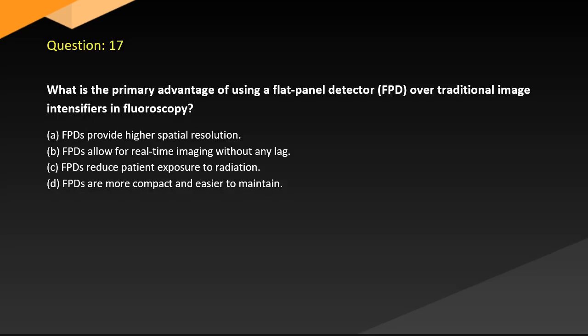Question 17. What is the primary advantage of using a flat panel detector (FPD) over traditional image intensifiers in fluoroscopy? A. FPDs provide higher spatial resolution. B. FPDs allow for real-time imaging without any lag. C. FPDs reduce patient exposure to radiation. D. FPDs are more compact and easier to maintain.